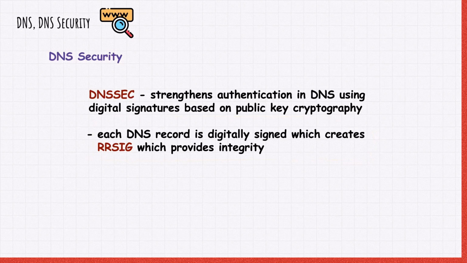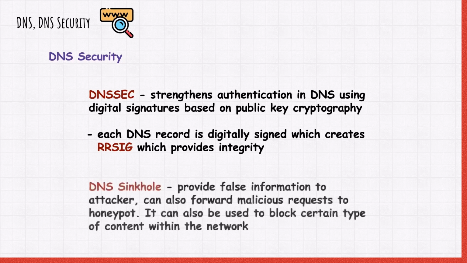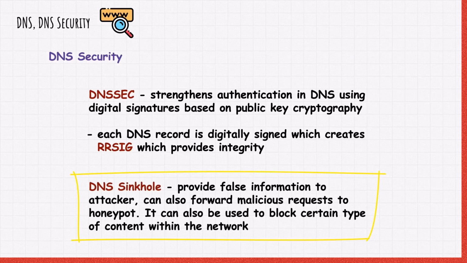Now, DNS creates the RR signature record for each host. And another DNS security feature that you can have is something called DNS sinkhole. Now, DNS sinkhole can provide false information to the attacker, or it can forward the malicious requests to the honeypot, which will notify the IT team and keep the network safe. DNS sinkhole can also be used if you want to block certain types of content within the network, which can be done by leading the request for a certain domain to a non-existent IP address, resulting in request fail. So generally, DNS sinkhole is used to block both unwanted traffic and malicious traffic.